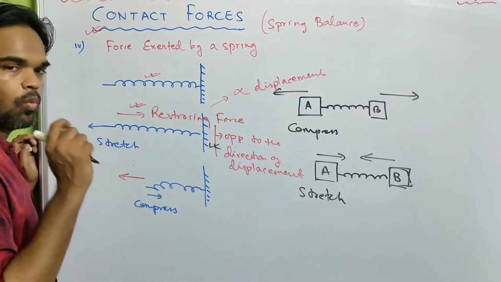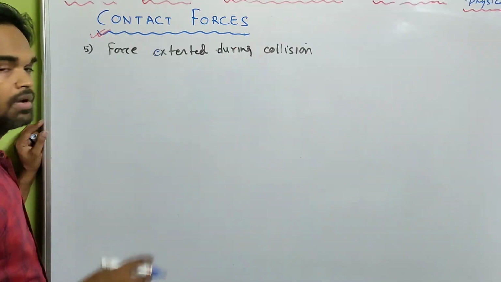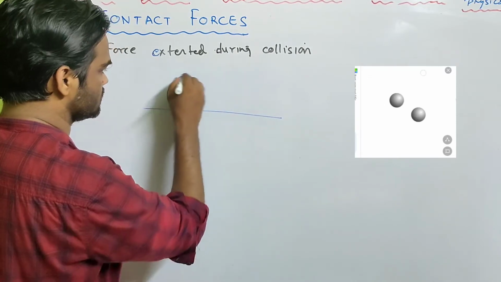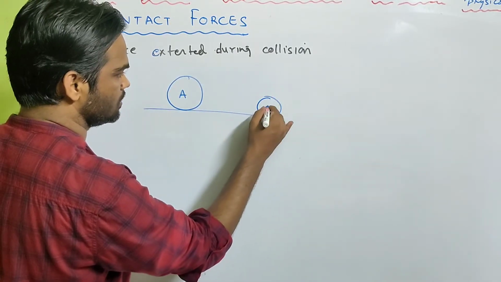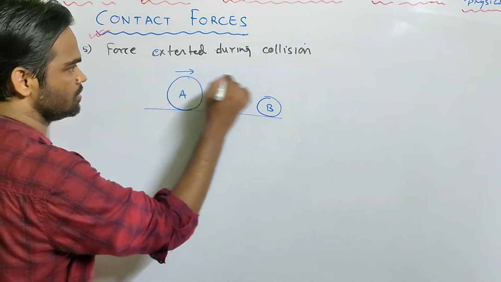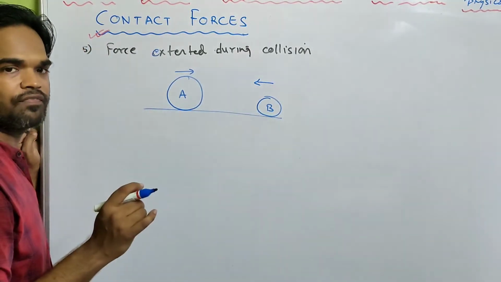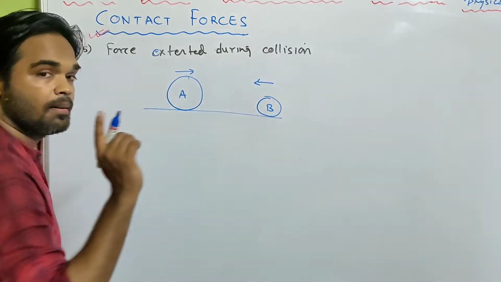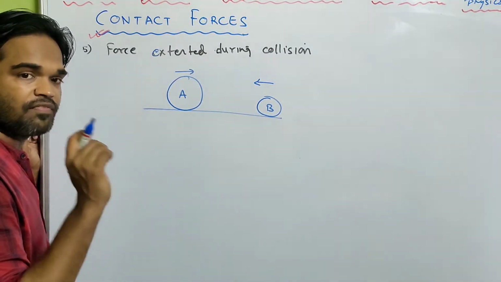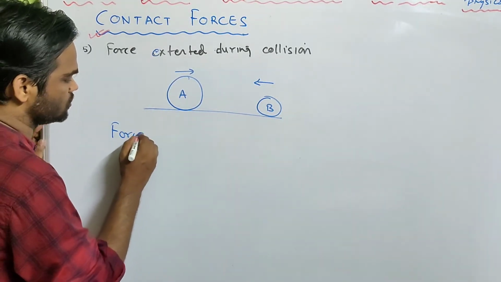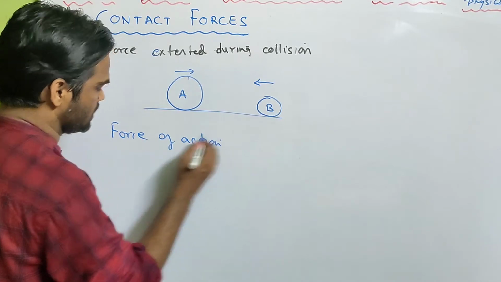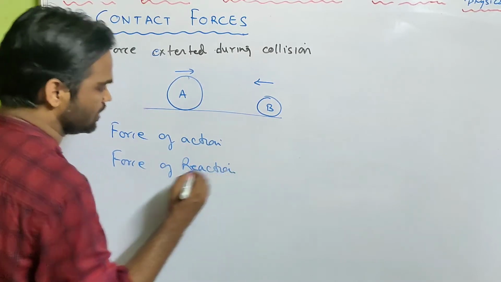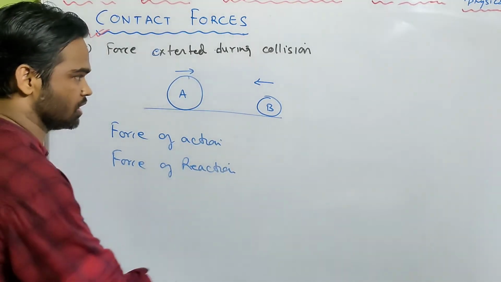Okay, now let us see one more contact force: the force exerted during collision. Now when two bodies, in this case A and B, collide, they push each other, as a result of which equal and opposite forces act on both the bodies. These are your force of action and force of reaction when they collide, and they are equal and opposite to each other.